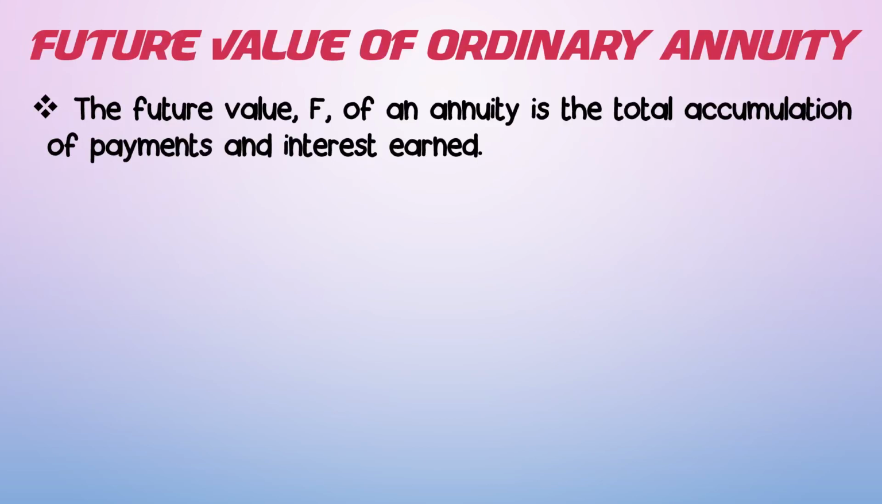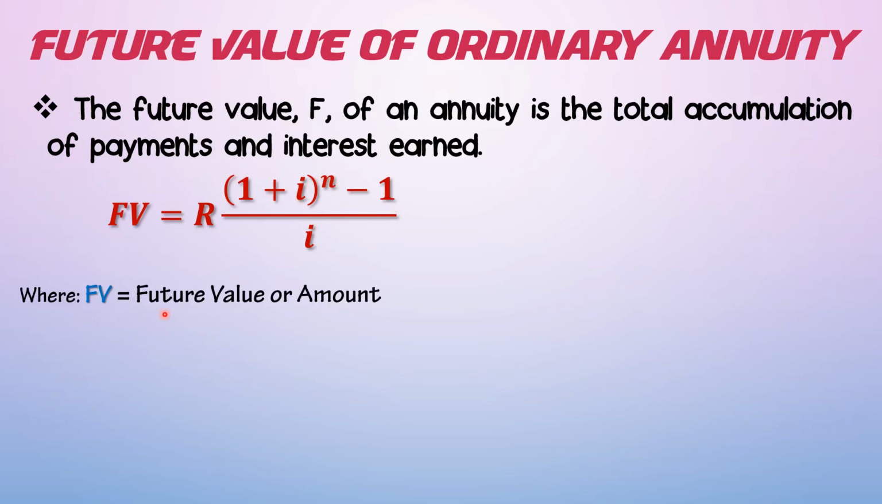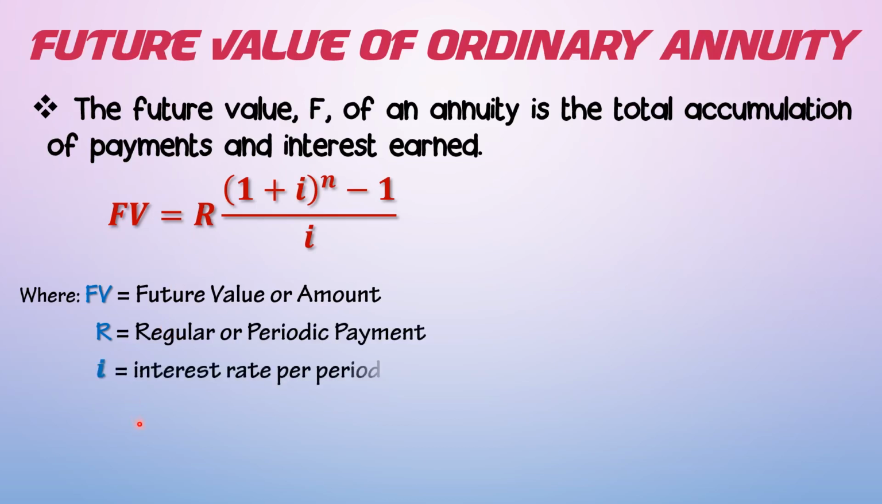The future value F of an annuity is the total accumulation of payments and interest earned. The formula for this ordinary annuity future value will be F, the future value, is equal to R times the quantity of 1 plus I raised to the n minus 1 divided by I, where F is your future value or amount, R is the regular or periodic payment, I is the interest rate per period, and N is the total number of payments.